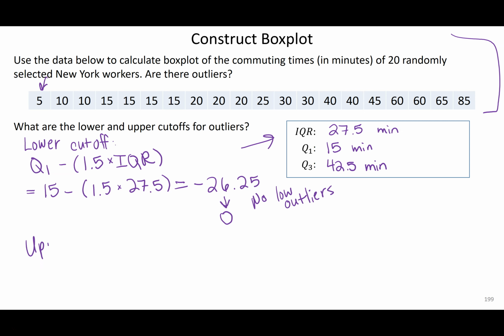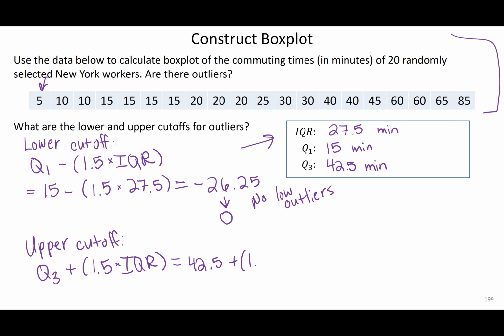Then we're going to do our upper cutoff. That'll be Q3 plus 1.5 times IQR. So I will get 42.5 plus 1.5 times 27.5.